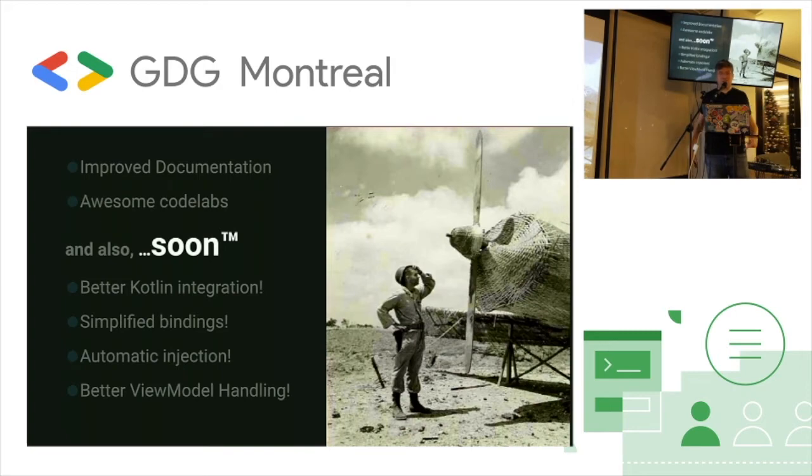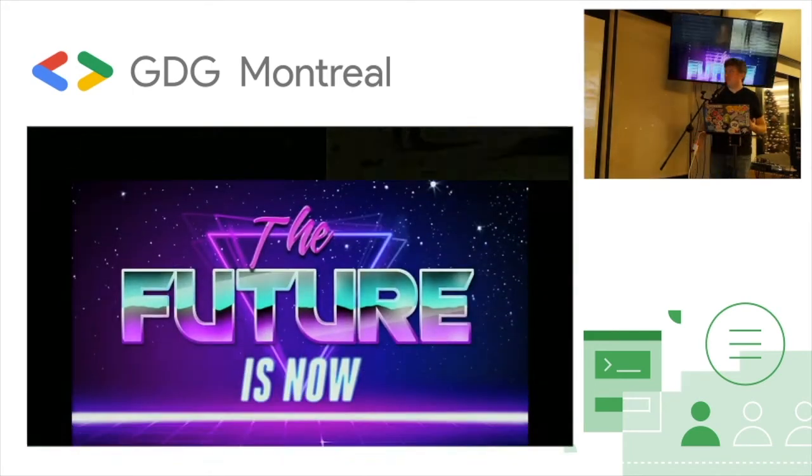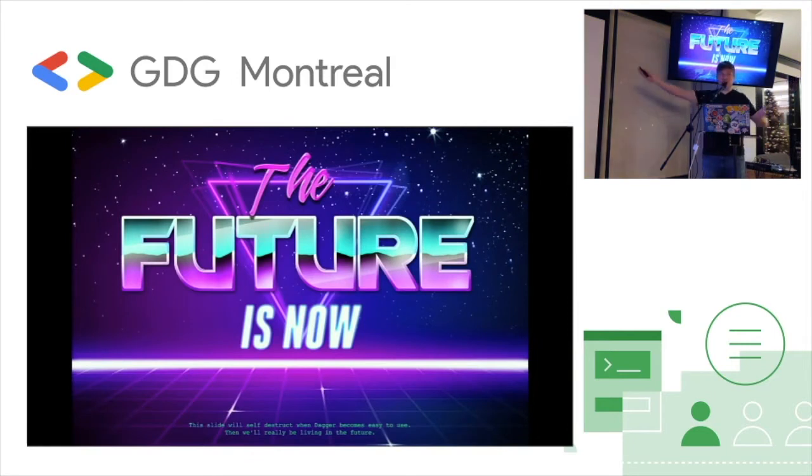What if I want simple DI right now? What if I wanted it a year ago? So you kind of already know the answer, right? I spoiled it with the title. With Toothpick, yay. We're now in the future, awesome. So you all get that stuff, at least a fair amount of it. You're going to get better Kotlin integration with Toothpick 3, simplified bindings, automatic injection for the most part, and better view model handling right now.